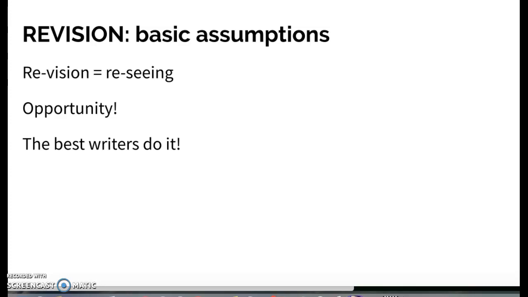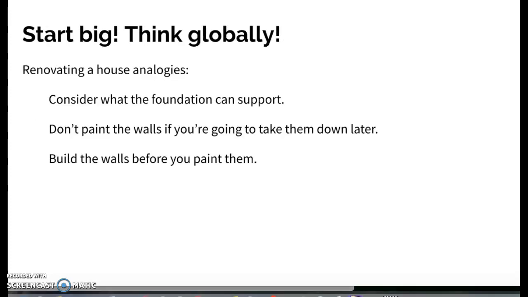And also, I want you to remember that revision is definitely a part of the writing process, that the best writers, professional writers, the writers who get paid to do this, are doing it. Revision is part of the process. So the most important thing that you should do is think big and think globally. Think about your entire paper, not just little parts of the paper, at least not at first.